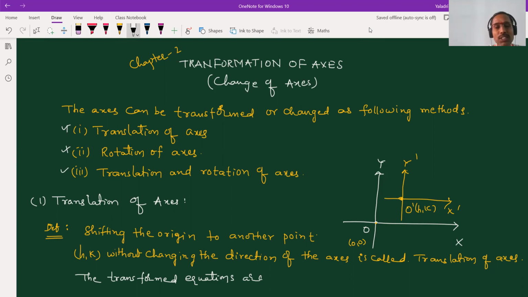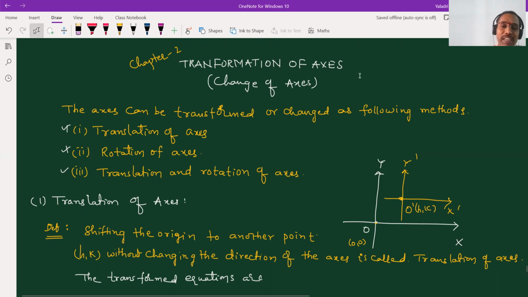So what is meant by translation of axis? The translation of axis is where the origin is shifted to another point. So that means what? Here to here, right? The origin 0, 0 is moved to some other point, that is h comma k, and there is no change in the direction of the axis, right? So how to define that? In the translation of axis, we shift the origin to another point h comma k without changing the direction of axis. That we call a translation of axis.